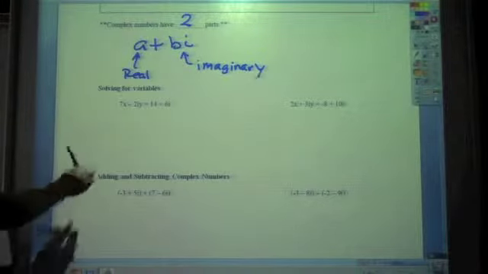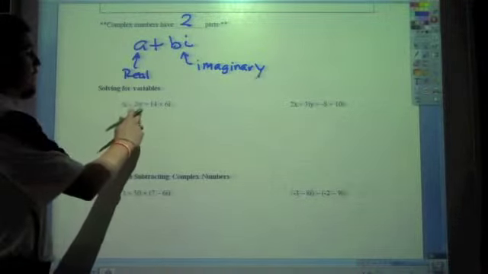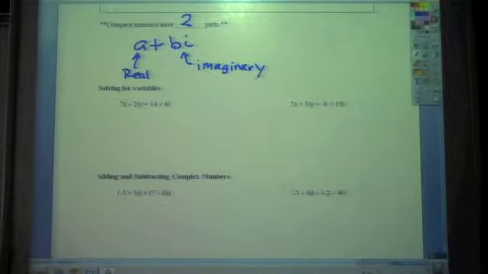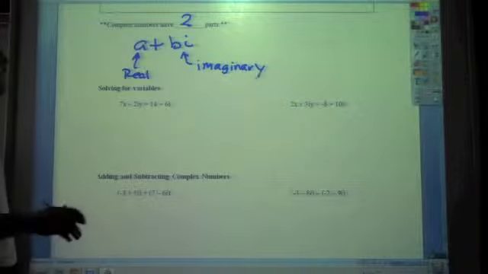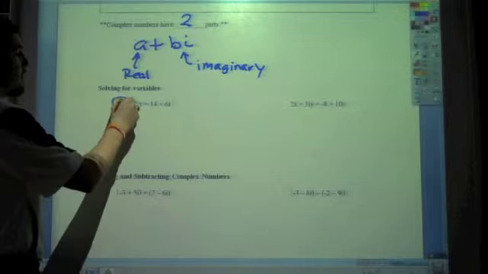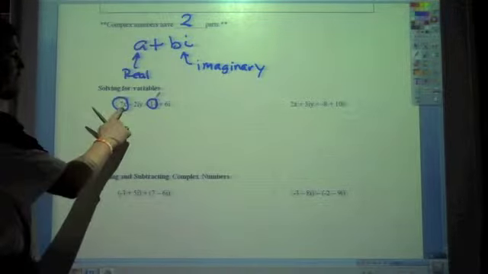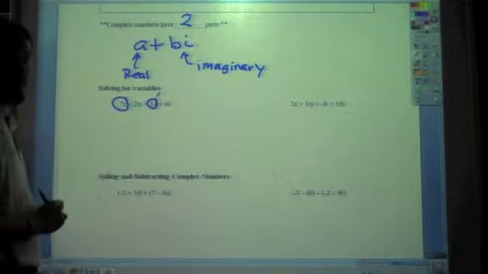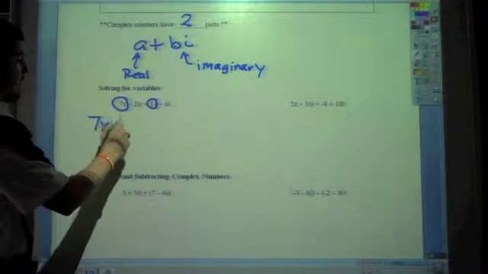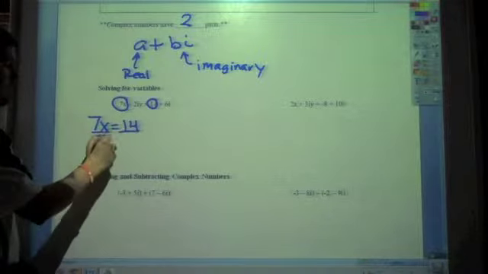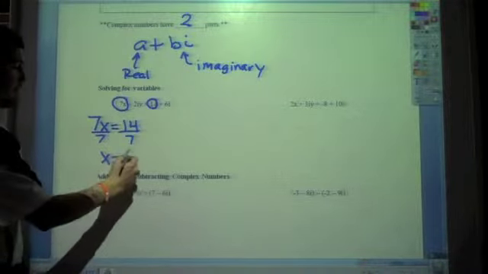If you look at this first example, we have 7x minus 2iy equals 14 plus 6i. So we have two complex numbers equal to each other, and we have two variables, x and y. These are actually very simple. What you're going to do is take the real parts of each side of the equation and make them equal. I have a 7x, which is a real part, and a 14, which is a real part. 7x is going to equal 14, and then we solve for x. Divide both sides by 7. x equals 2.